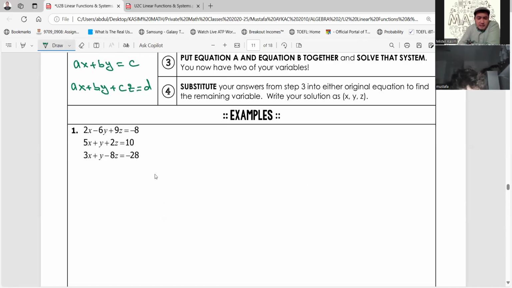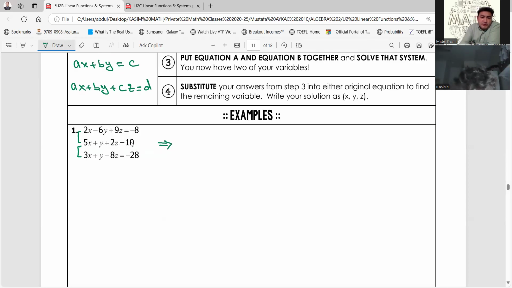So how do you solve this? After writing this in standard form, we need to eliminate one of the variables and change this into another system which has only two variables. That's the main idea. How can I do that? Using the first two equations, we eliminate z. Using the second and third equations, I can also eliminate z. So I will have one system of equations in two variables, which we have already studied.